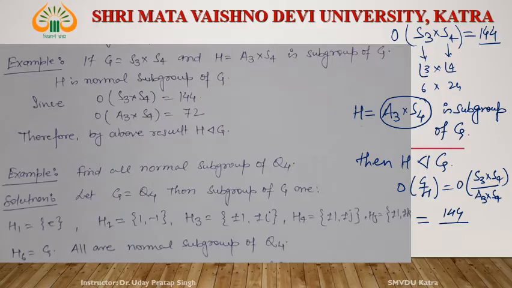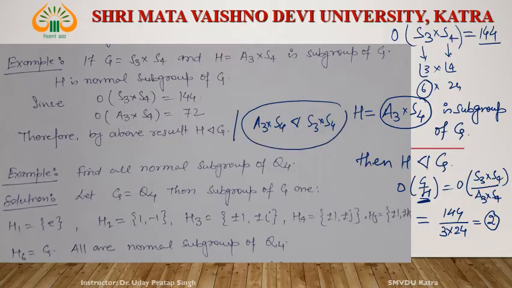What is the order of A3? The order of A3 is the order of S3 by 2. What is the order of S3? 6. 6 by 2, that is 3, into what is the order of S4? 24. And what is this? This is 2. Then the above result says that if the index is 2, then this H is a normal subgroup of G. It means that A3 cross S4 is a normal subgroup of S3 cross S4. Right?